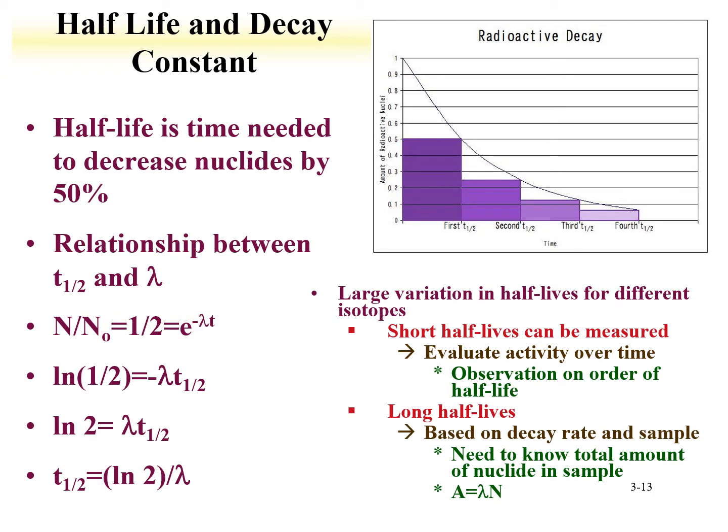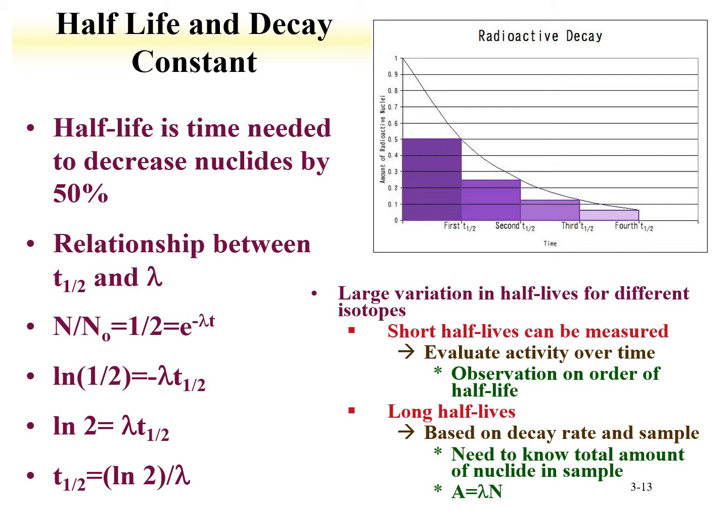So half is equal to e to the minus lambda t. Let's take the natural log of 1/2, which is equal to minus lambda times the half-life, because that's the amount of time it takes for this relationship to occur. So in 1 half-life, this ratio should be 0.5. And then log 2 is equal to lambda times the half-life. And the half-life is equal to log 2 divided by lambda, or lambda is equal to log 2 divided by the half-life, as we already defined.